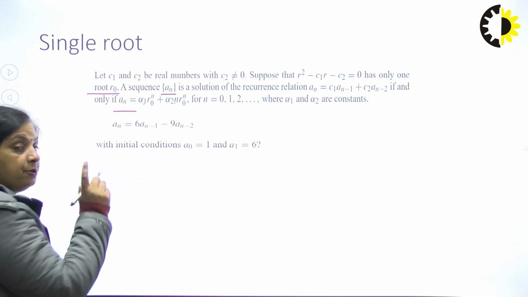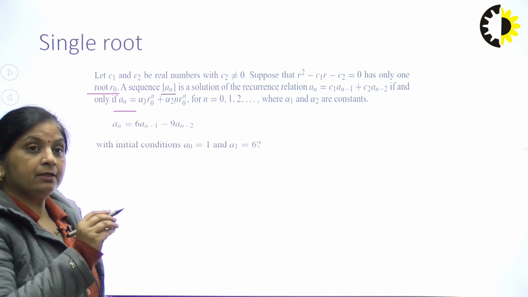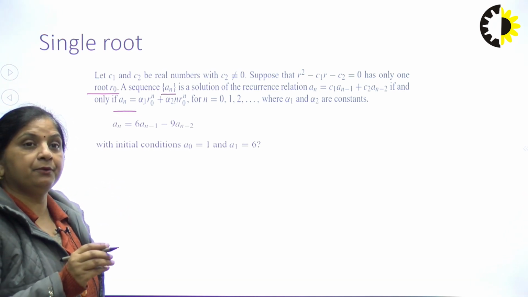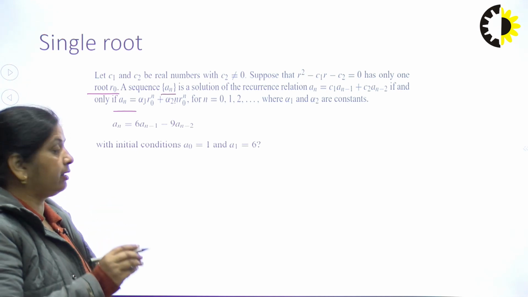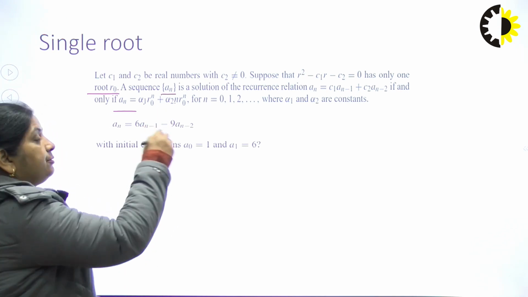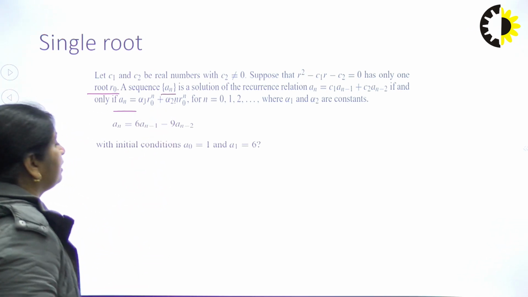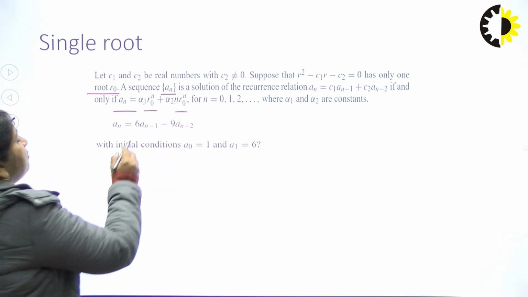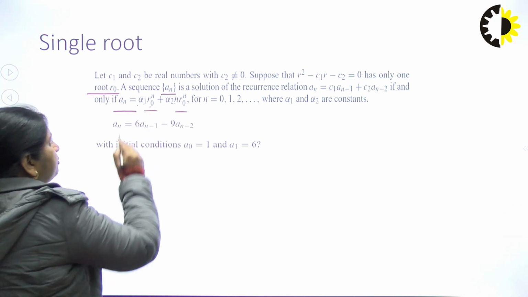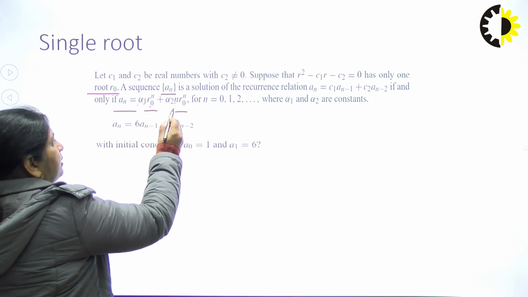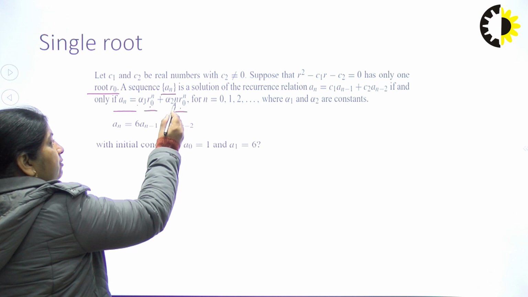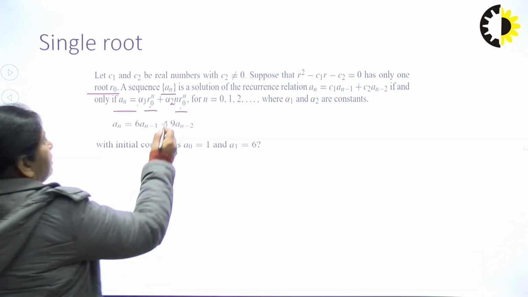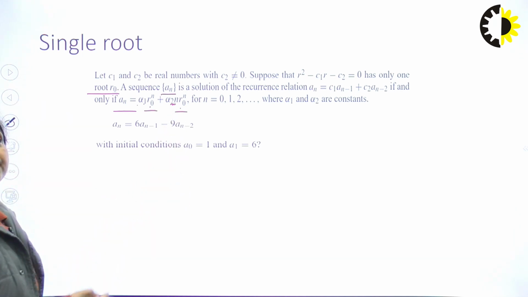There we were having two distinct roots, that is r1 and r2. So what we took: alpha 1 r1 to the power n plus alpha 2 r2 to the power n. But here we are having a single root r naught, but it is occurring twice. So we will have alpha 1 r naught to the power n plus alpha 2 r naught to the power n with this multiplication of n. What are we multiplying here? n, that is showing the multiplicity.